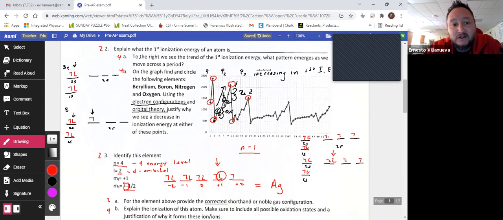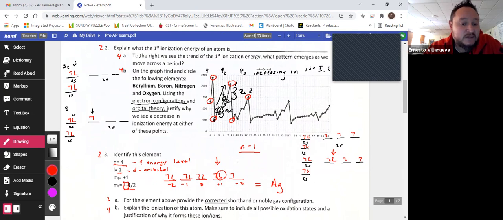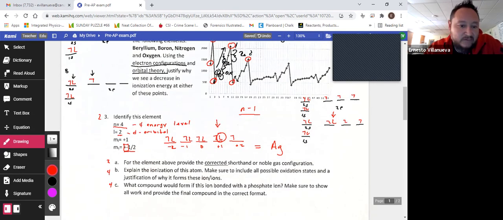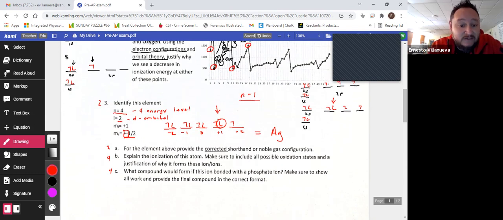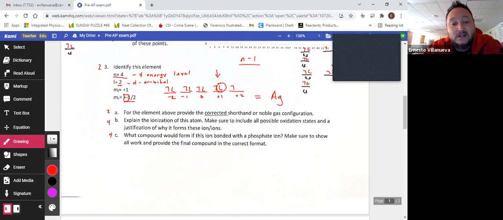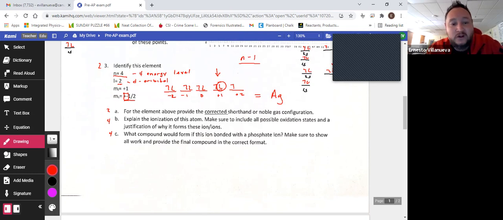You get graded based on your answer, on how many of those points you've earned for the question. So providing this, the silver would have given you the full 2 points. Justifying it the way I did here would have given you, again, full points. This was just a straightforward question: for the element above, provide the corrected shorthand or noble gas configuration. So you had an option to do one or the other.